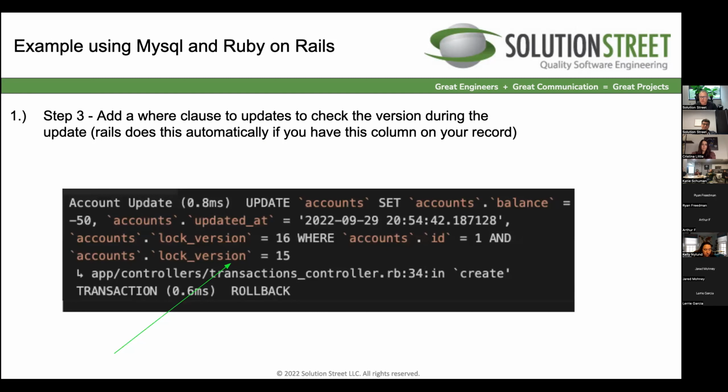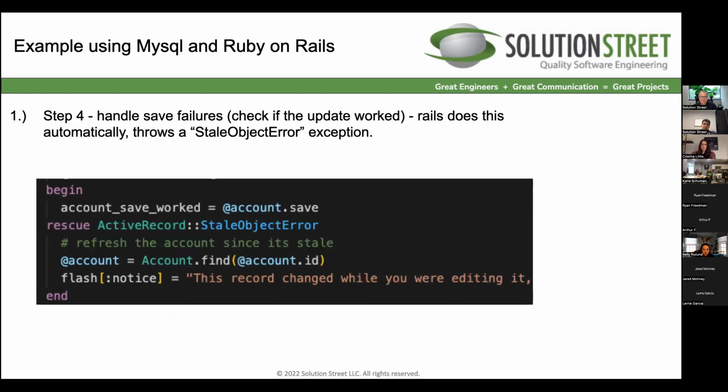Step three is in the where clause, check that version. So basically, again, Rails does this automatically for you when you use the right naming convention. And if for some reason no record gets updated, then I know my lock version is out of date. And that should trigger step four, which is handling a save failure. So in this case, Rails is going to raise a stale object error exception. And when I detect that, I'm going to reload the account from the database and send a message back to the user and then send them back to the screen to try again.